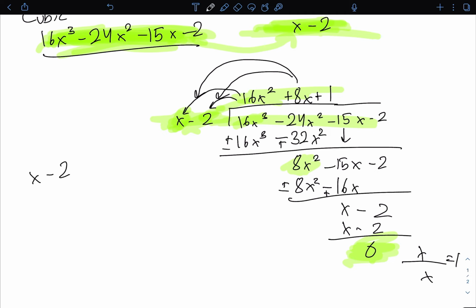Yeah, I'll keep it there. x minus 2 and 16x squared plus 8x plus 1. Okay, but this is not completely factorized.